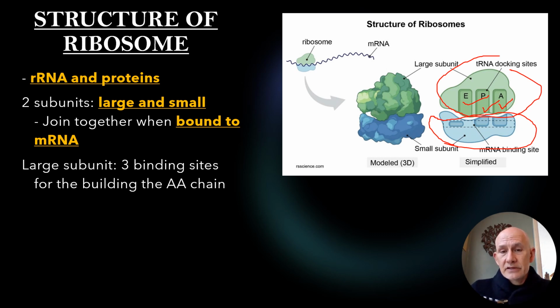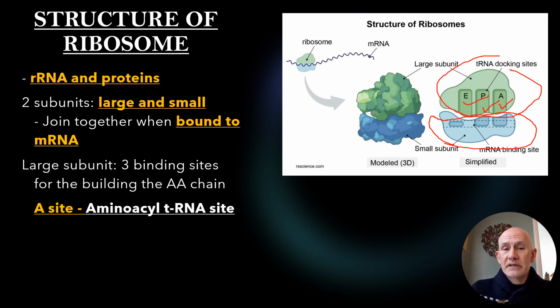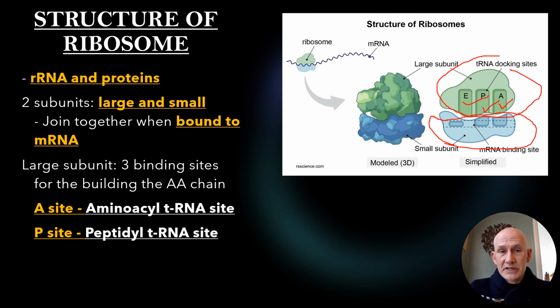The A site is called the aminoacyl site because that is where the amino acid comes in. The P is called the peptidyl site because that's where the growing polypeptide chain is. And the E site is the exit site where the empty tRNA leaves the ribosome to make room for the ribosome to slide down the mRNA and the next tRNA to come in.